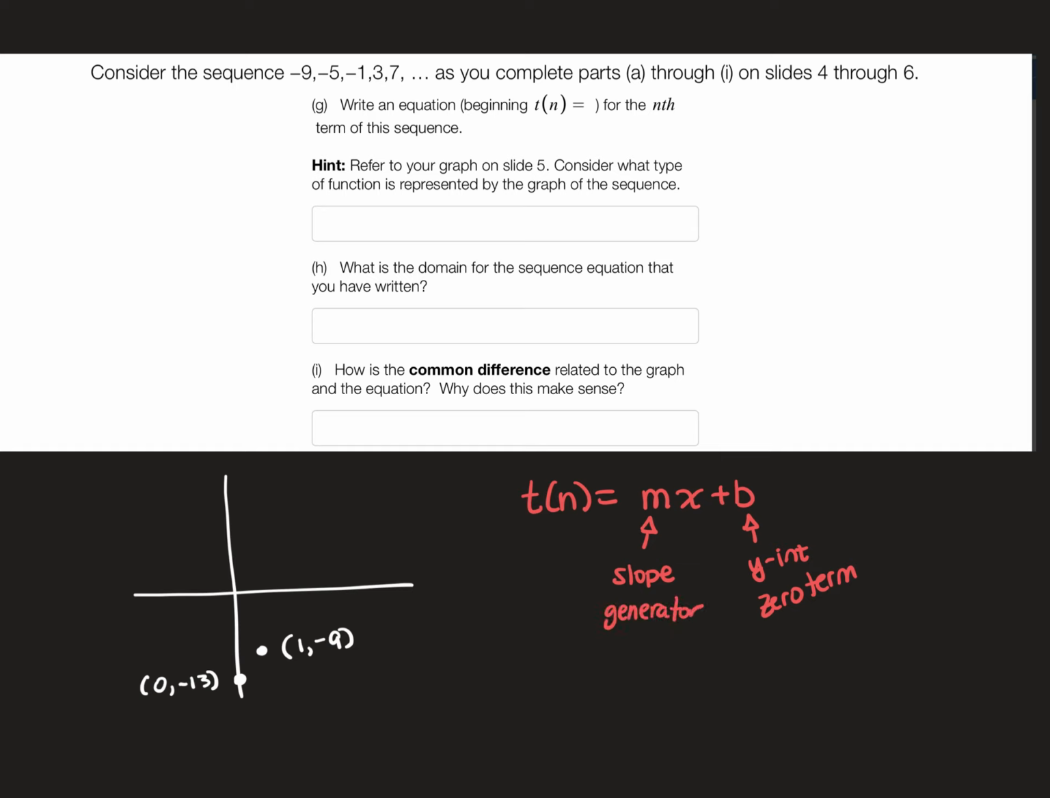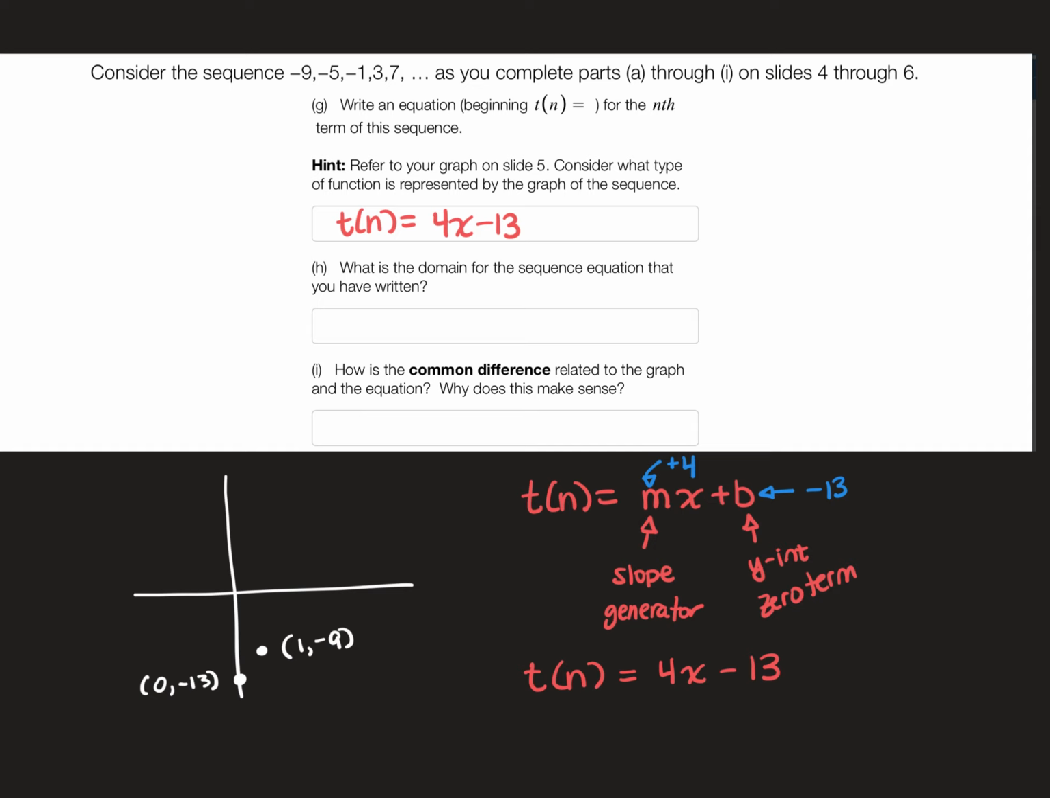So when I start to think about those things, I can see that my zero term is at -13, and I can see that my generator is adding 4 based on what we've put on our other slides. So my equation for this then could be t of n equals 4x minus 13. It'd be plus negative 13, which is minus 13. So we write that in that box.